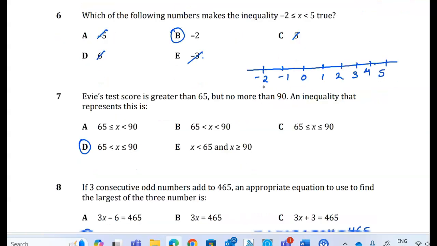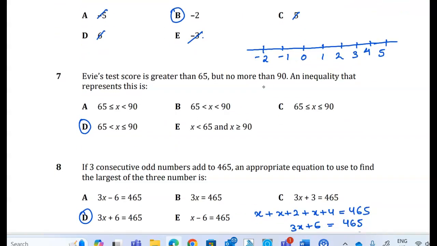Yeah. Moving on, Evie's test score is above 65, but no more than 90. So it's greater than 65, but no more than 90 means it could be 90 or less. Okay, so that's how you make the inequality.